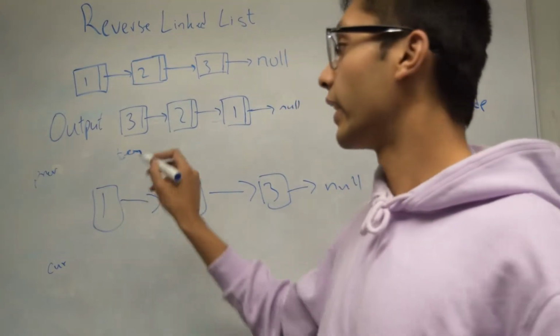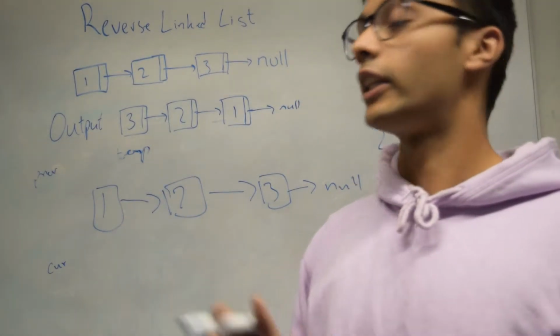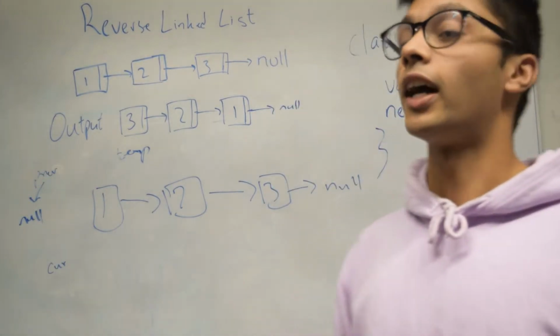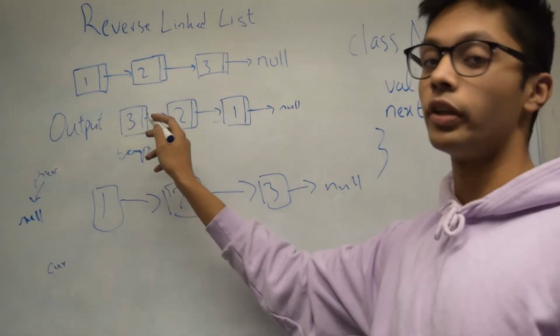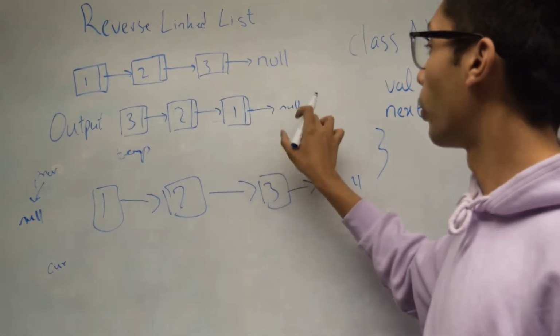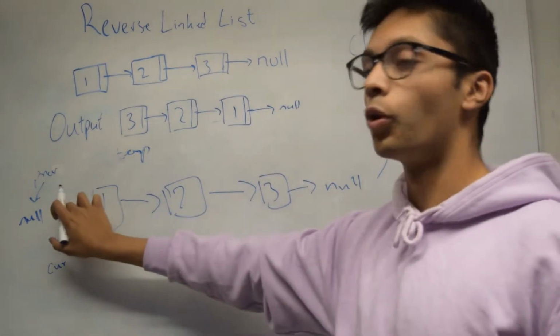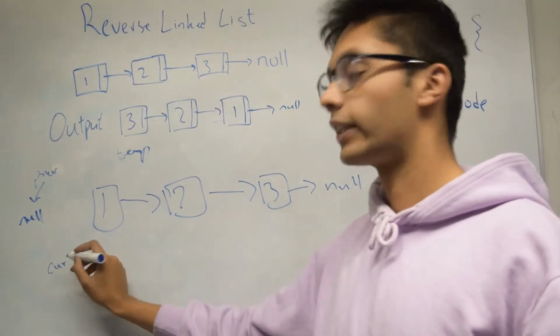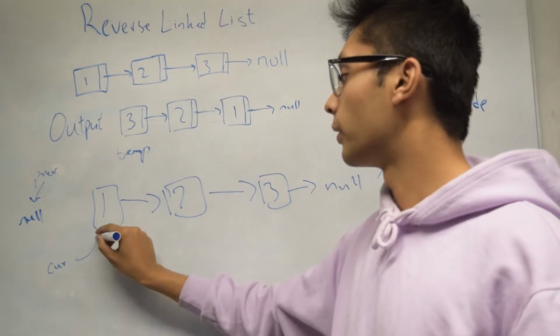In the beginning, we want to set the previous to null. This is because in the final output, you'll notice that the next of 1 is going to point to null. Right now, there's no null behind it. So we're going to create a null right behind it. And we want to set the current to point to the 1.